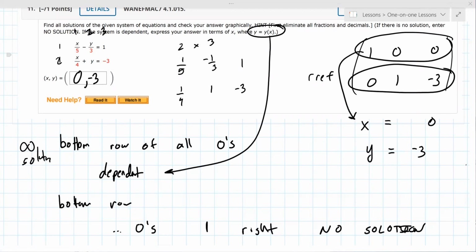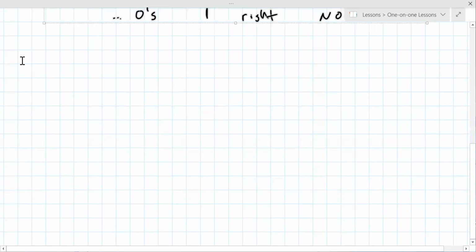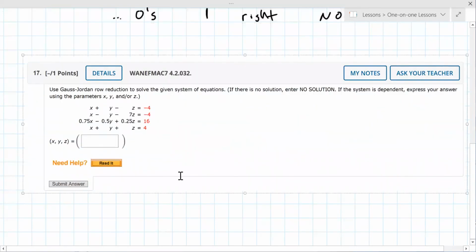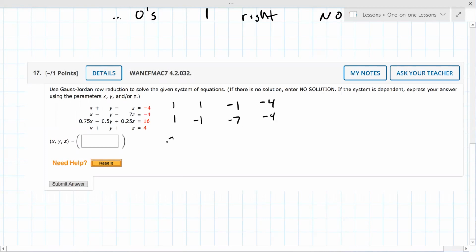This one has a system of 3 equations and 3 unknowns. This is from 4.2. Actually this has 4 equations, which is fine. This one would be good to do because we'll see some of the behavior that we were talking about. So 1, 1, -1, -4, just writing it out. It's called the augmented matrix. You don't have to write these out, but I am just for emphasis here. And then you want to get all that into your calculator.